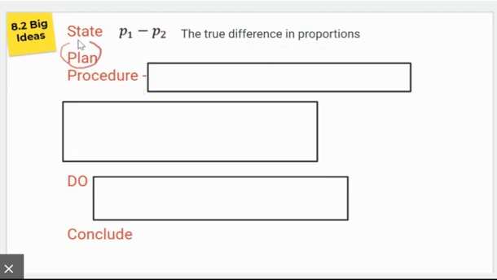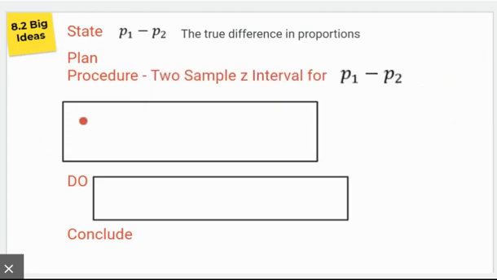When it comes to the plan, the procedure that we're looking at is no longer a one proportion confidence interval. It is this. It is a two sample Z interval for P sub 1 minus P sub 2. So we have two samples. It's a Z interval because we're going to use a Z score for our critical value. And what is this for? It's for the difference between two proportions. So this is the name of the procedure that we're going to use.